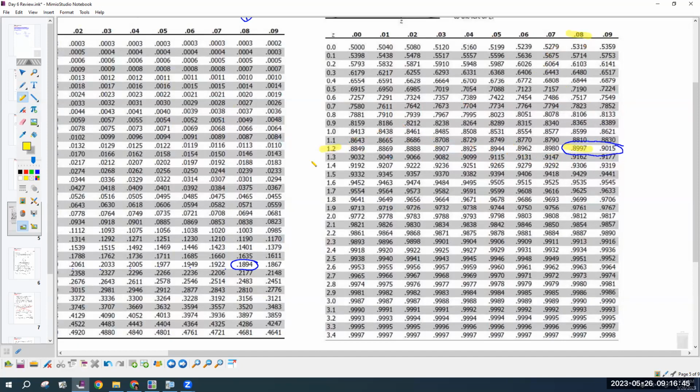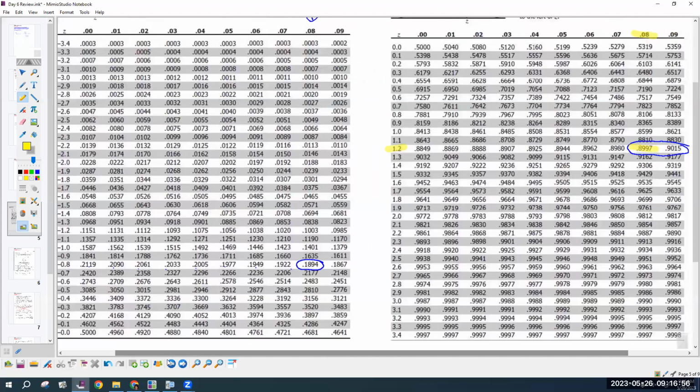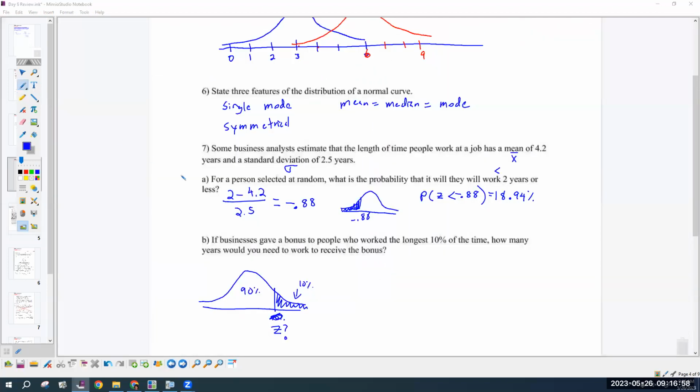Okay, so I looked in the table. It's a little bit of a needle in a haystack situation for 90%. So I know my Z is 1.28. So now I can say 1.28 equals X, that's what I'm looking for. How many years you need to work, minus the average of 4.2, divided by a standard deviation of 2.5.